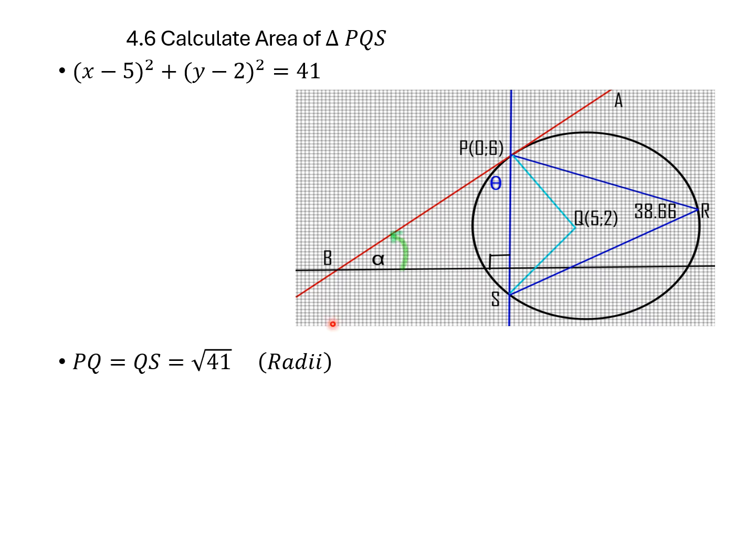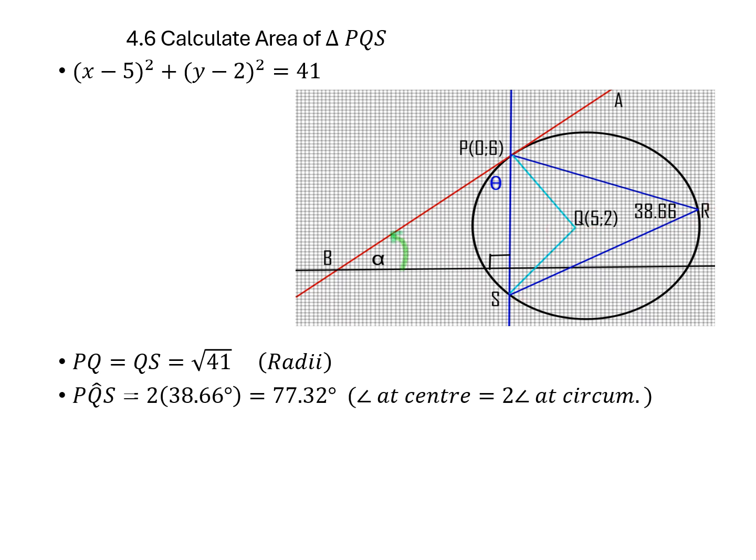PQ equal QS equals square root 41. They are radii. So those two are both a radius. Therefore they both square root 41. Angle PQS equal 38,66 times 2. Right? And that gives me 77,32. Angle at center, you see, the angle formed at center will always equal 2 times angle formed at circumference. That angle must make contact with the circle. Right? So PQS is 77,32 degrees.